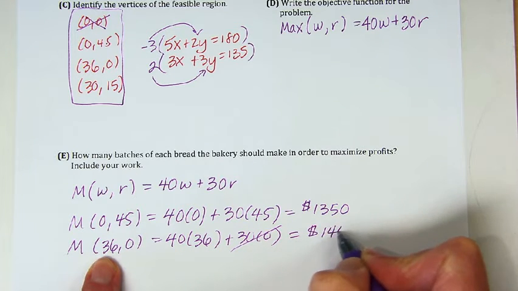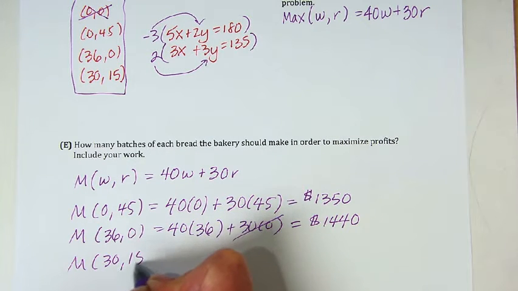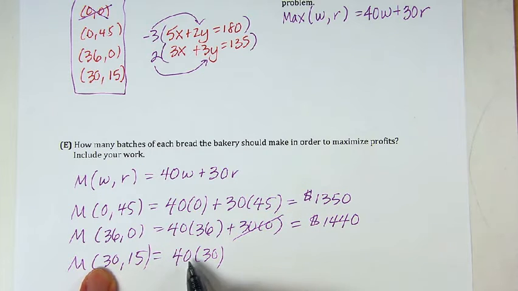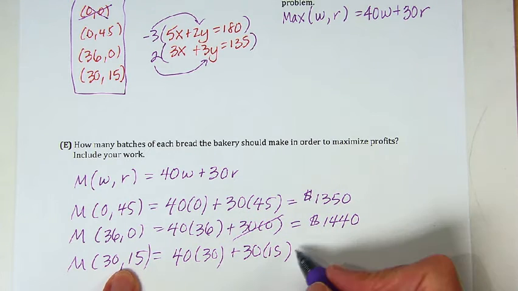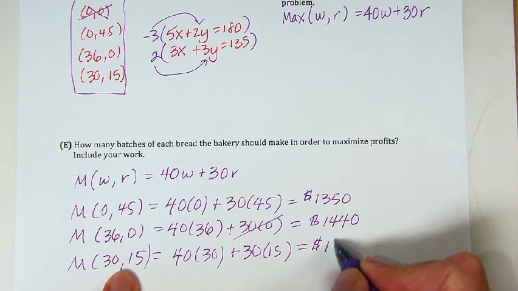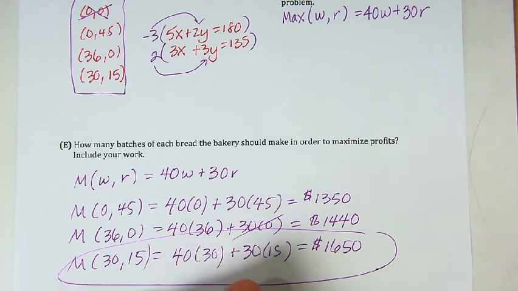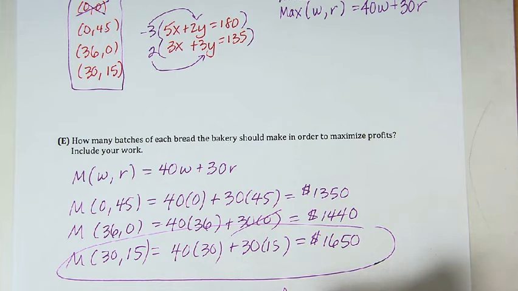In that case, I'd make $1,440. And then last but not least, if I make 30 batches of wheat at $40, that's $1,200. And if I make 15 batches of rye at $30 a pop, it looks like I'm going to make $1,650. And that is going to maximize my profit. So 30 batches of whole wheat bread, and 15 batches of rye is the solution.